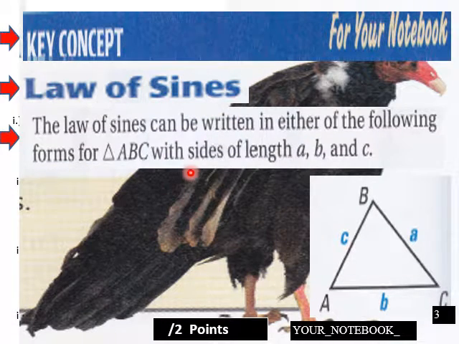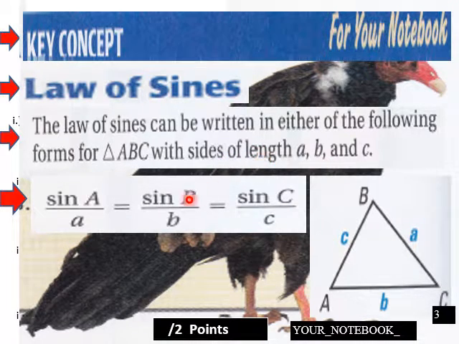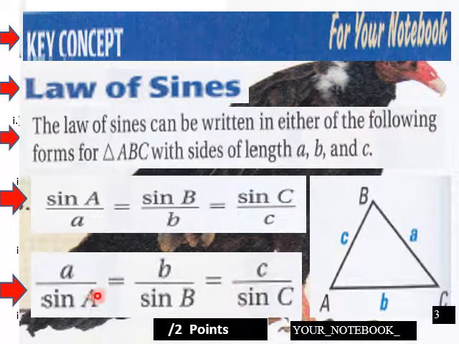So the law of sines is here. The law of sines can be written in either of the following forms for triangle ABC with sides a, b, and c: sine A over a equals sine B over b equals sine C over c. Or this way, you just reciprocate them, and they all have to be equal to each other. That's the law of sines.